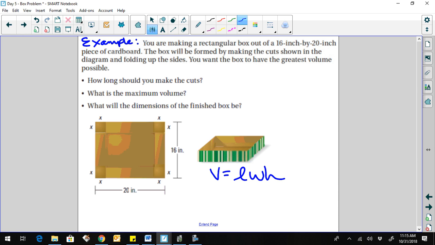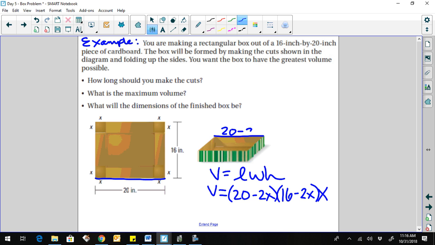In this case, the length was 20 inches, but now we're going to take away x's. So we have 20 minus 2x. And our width was 16, but we take away, so it's 16 minus 2x. And our height ends up then being our x. So in our picture here, our length would have been our 20 minus 2x, because we cut those sides. Our width here was 16 minus 2x, and our height here is just our x.